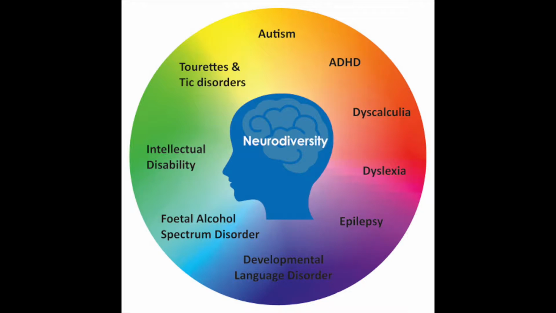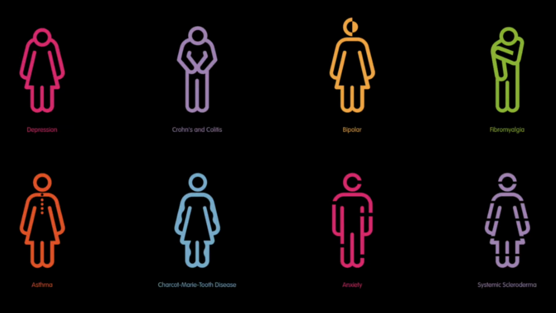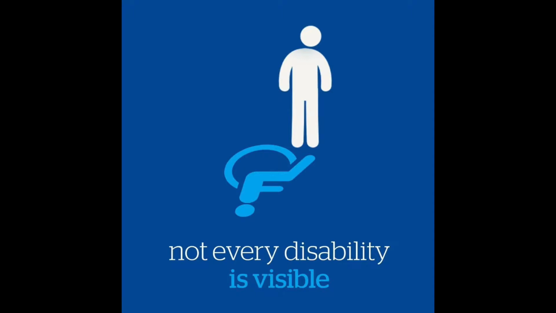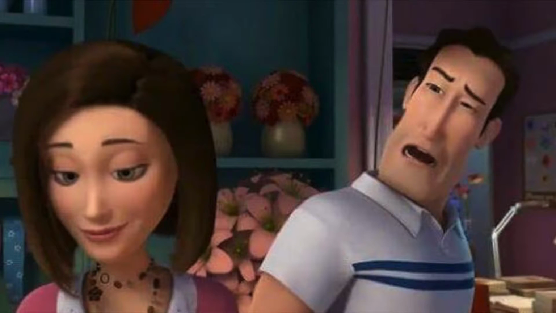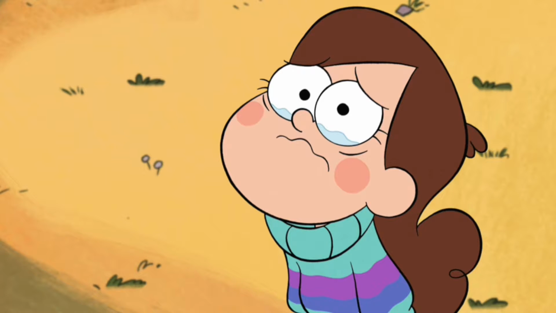Oftentimes, a neurodiverse person will have what's called an invisible disability, which means they have a disability that you can't see or tell that they have just by looking at them. But just because you can't see a person's issues doesn't mean they aren't there. So anytime you hear someone say something like, "That kid is just a brat," or "their parents should spank them so they behave," the people saying those things may be unintentionally discriminating against someone with an invisible disability.